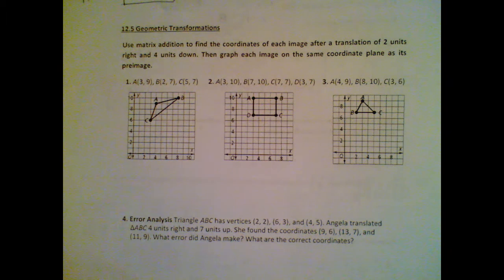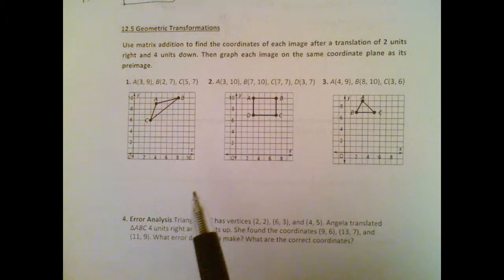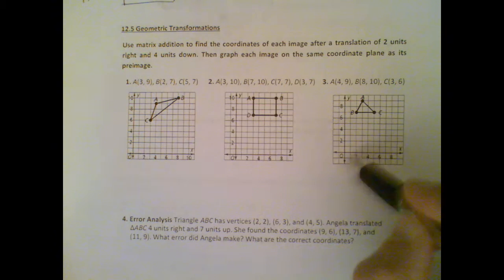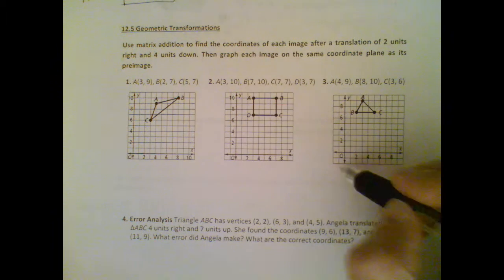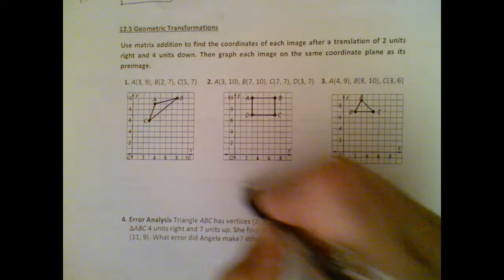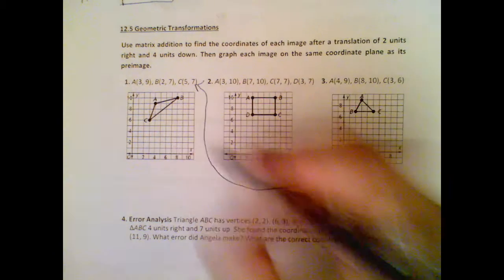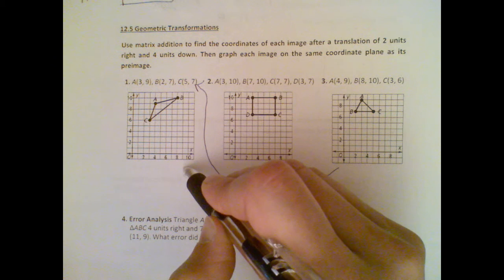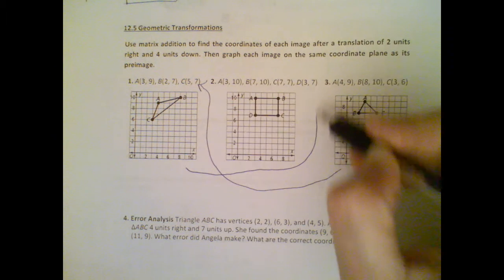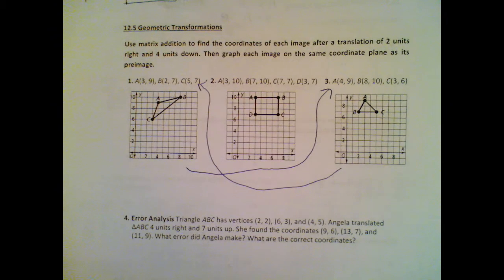12.5 is geometric transformations. To start off with, if you're looking at the points, I made an error. When I was formatting, these two graphs got switched. So this graph corresponds to these points, and then this graph corresponds to these points. So you may want to switch that on your notes so you don't get confused.